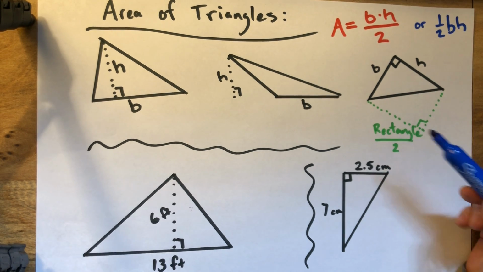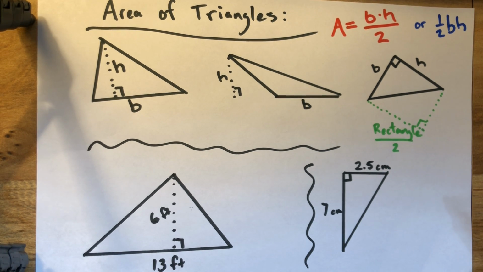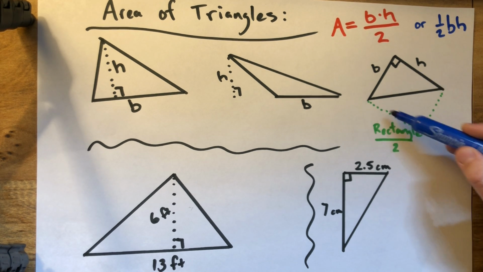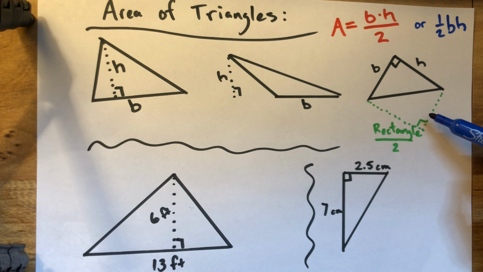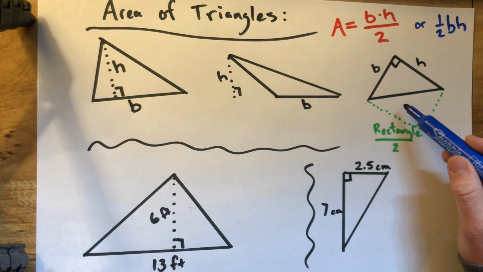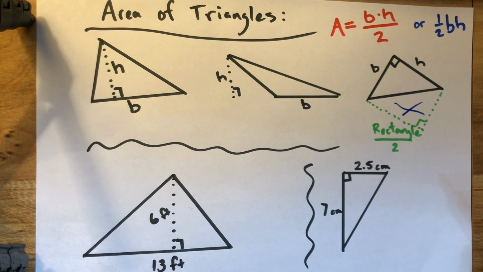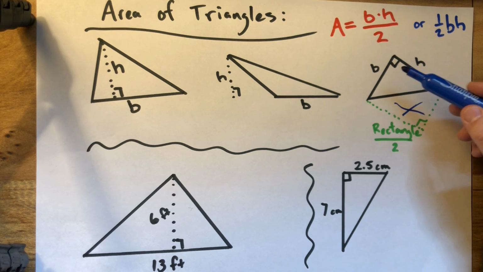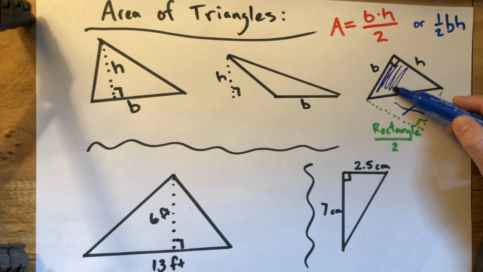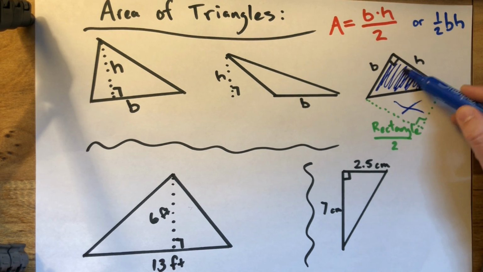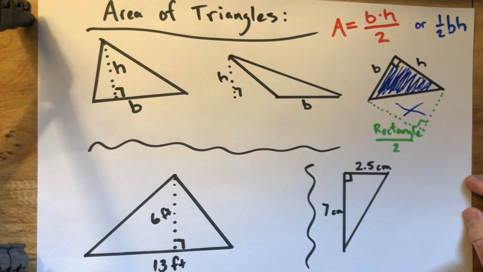So that's kind of the whole idea, the whole proof behind the area of triangle formula, is that if you make 2 of them form a rectangle, find the area of the whole thing, and then cut off one section, you have just the triangle that you're looking for. Area of that triangle is left. So area of triangle equals base times height divided by 2.